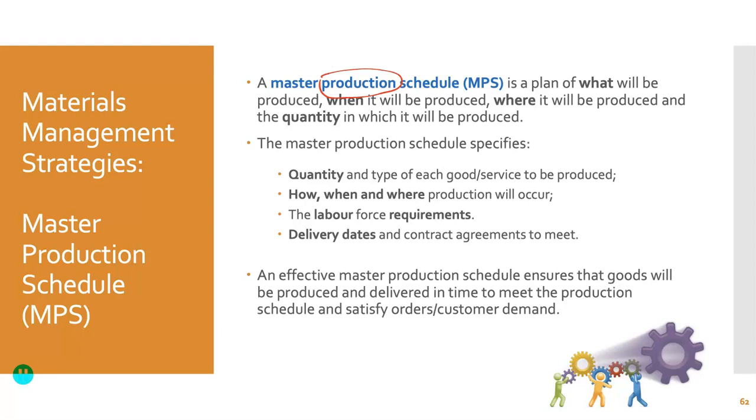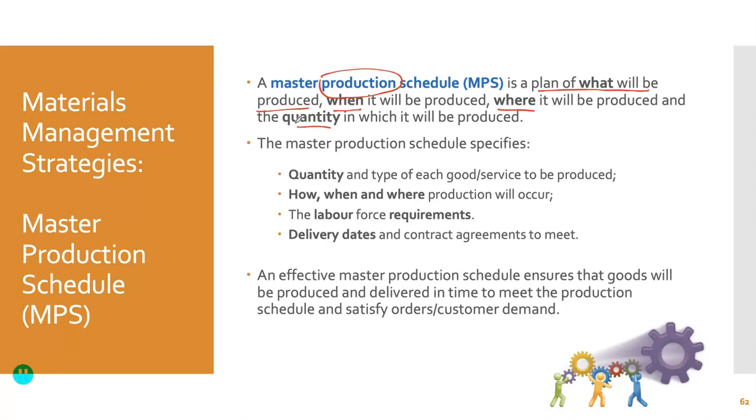It is a plan, simplistically, of what the business is going to produce. So chocolate, I'm going to produce this amount of chocolate and these types of products. But it can be really complicated because we're also going to need to outline in this plan when it will be produced, where it will be produced, and the quantity in which it will be produced.